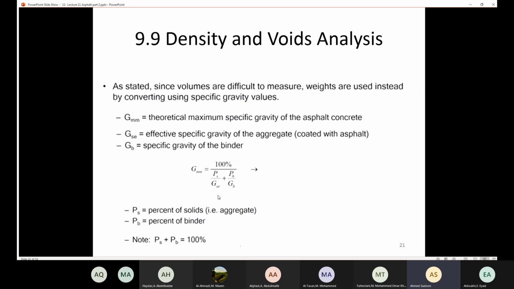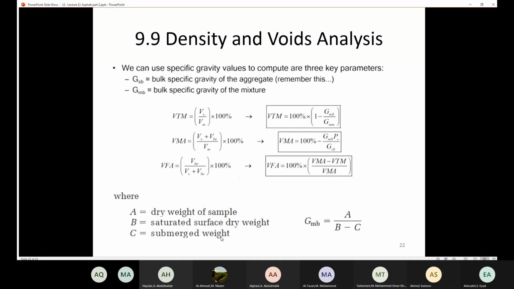If I'm going to ignore the absorption, in this case, GSE is the same as GSB. So the effective specific gravity of the aggregate is going to be the same as the bulk specific gravity of the aggregate. So this formula will be able to determine GMM, the theoretical maximum specific gravity of the asphalt concrete. P sub S and P sub B: this one represents the percentage of the solid, which means the aggregate, and this one represents the percentage of the binder. If you add this one plus that one, it should be 100%.